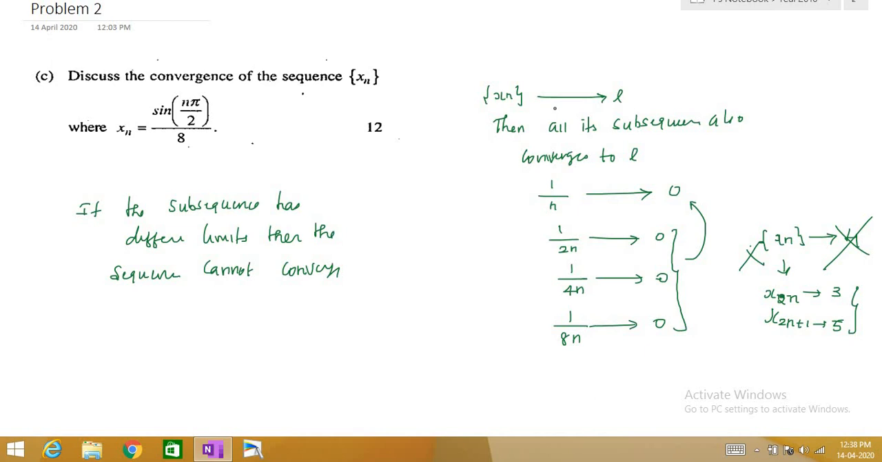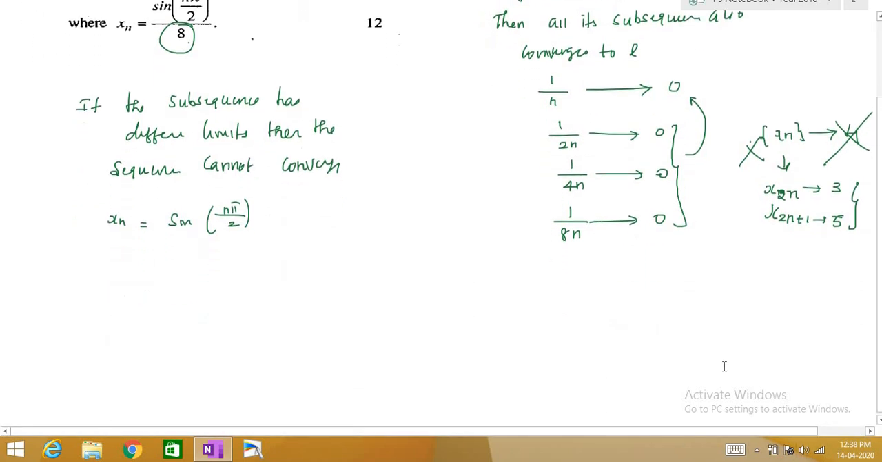The sequence will be convergent if all its subsequences converge to the same number. If we show that there are subsequences that converge to different limits, then the sequence cannot be convergent, right? So let us consider the problem now. We have the sequence xn equal to sine(n pi by 2). Let us consider this as our sequence. For a moment, let us omit the 8 and consider the sequence sine(n pi by 2). So this is our sequence now.